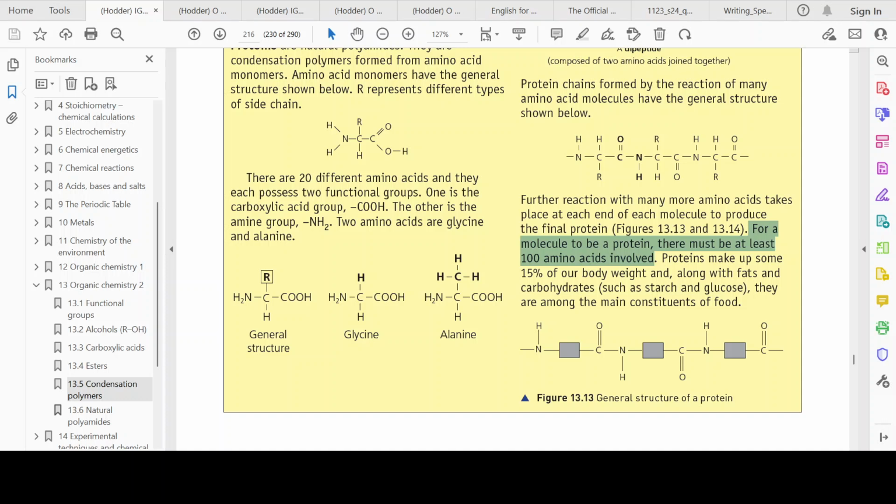And it is a very important hormone. I mean, all hormones are important, but it regulates your blood sugar. And the smallest naturally occurring protein.